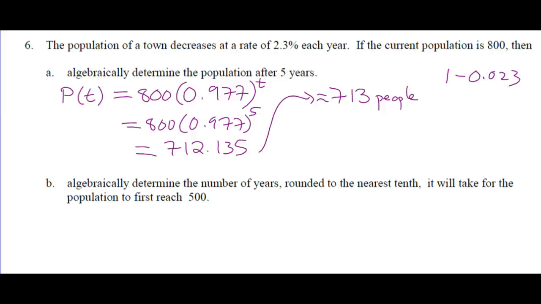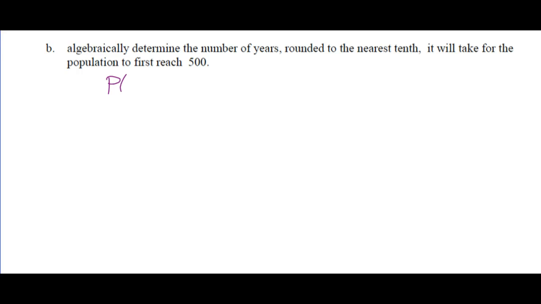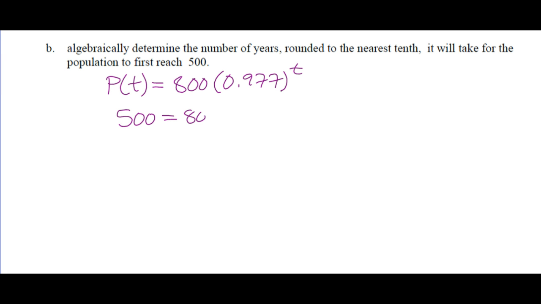Algebraically determine the number of years rounded to the nearest tenth it will take for the population to first reach 500. Okay, so we have an equation. Let's rewrite the equation. P of T is 800 times 0.977 to the T. Where does the 500 go? Right, when the population reached 500. Where does 500 go? T, P of T, big double choice here. P of T, it's a population, right? It's not an amount of time. So 500 is equal to 800 times 0.977 to the t.